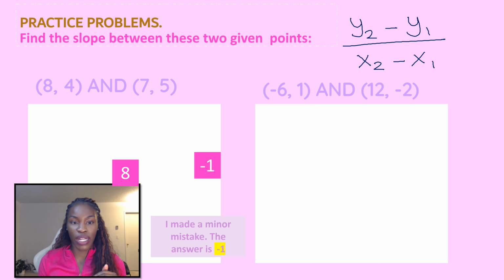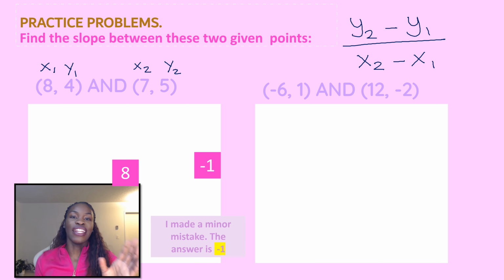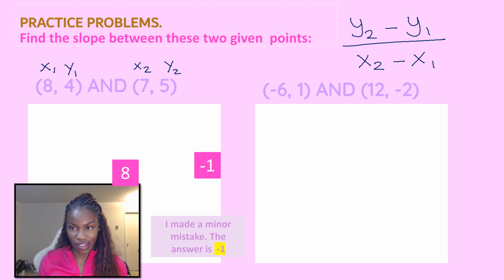So this right here is our first point. So this is going to be x1, y1, okay? And then this is our second point. So I'm going to label this x2, and this is y2, okay? Now that I've labeled it, I'm just going to plug it in, okay?